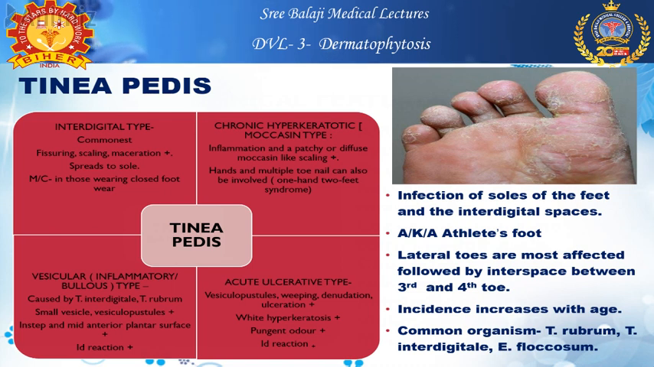Here we have four types of tinea pedis: interdigital type, chronic hyperkeratotic or moccasin type, vesicular type, and acute ulcerative type. So these are the four types of tinea pedis. Here you can appreciate the interdigital type, and this is the chronic hyperkeratotic type of tinea pedis.